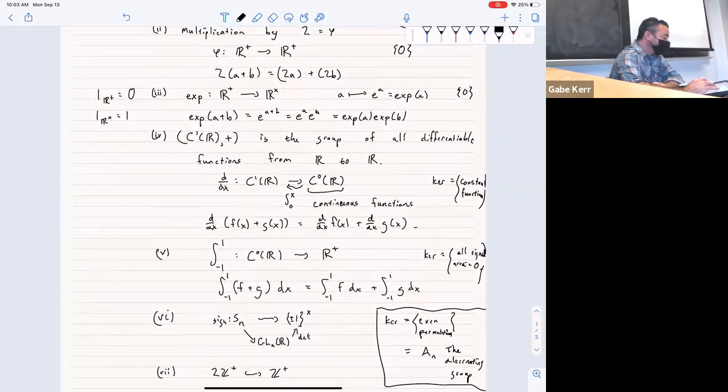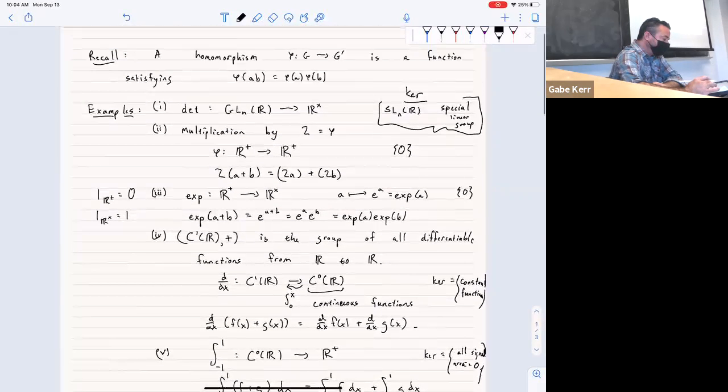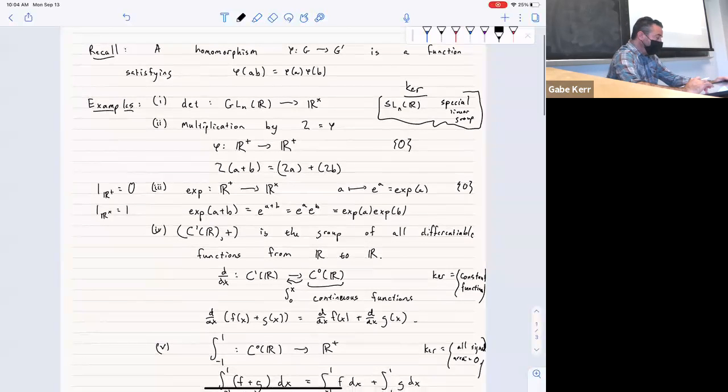What exactly do you mean by even permutation? An even permutation was defined to be a permutation with sign 1. Okay. And we call the other ones odd permutations. It's common language. Good.